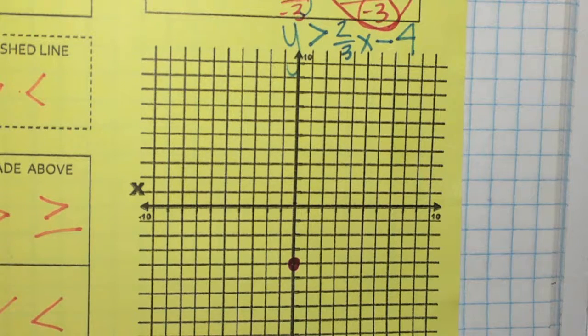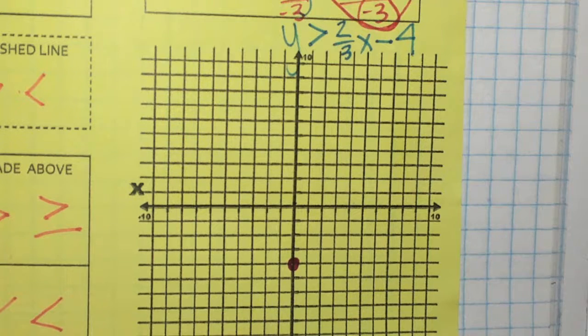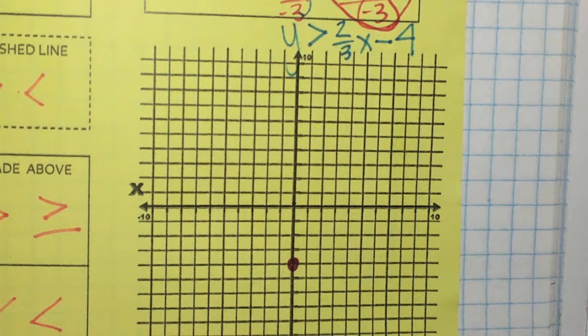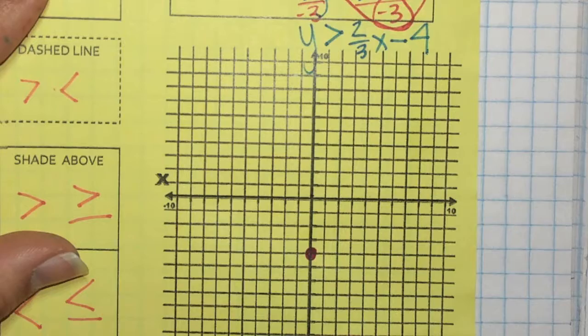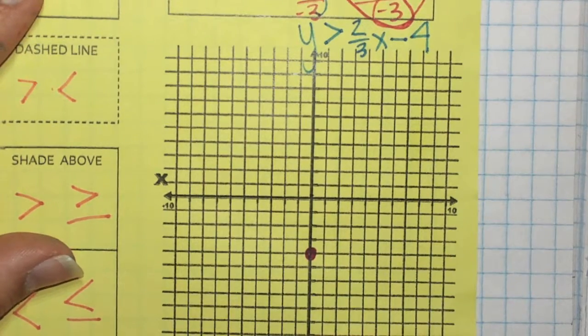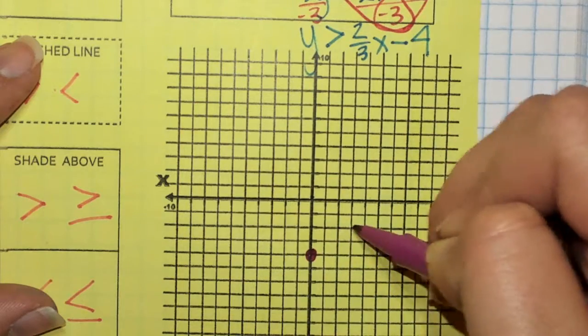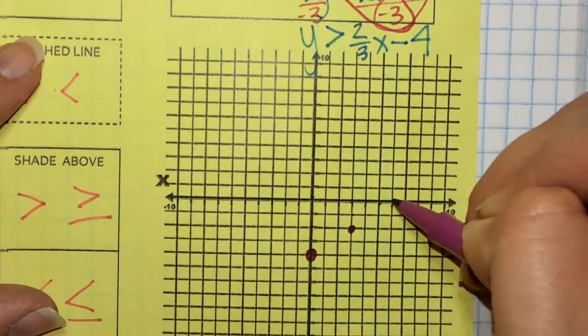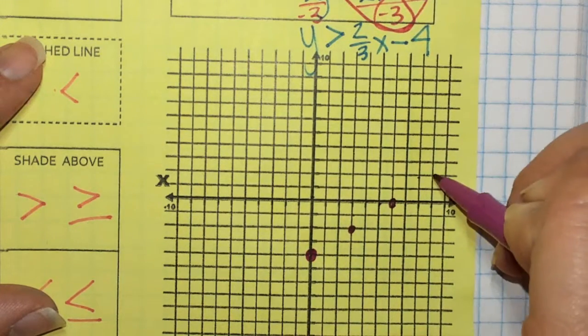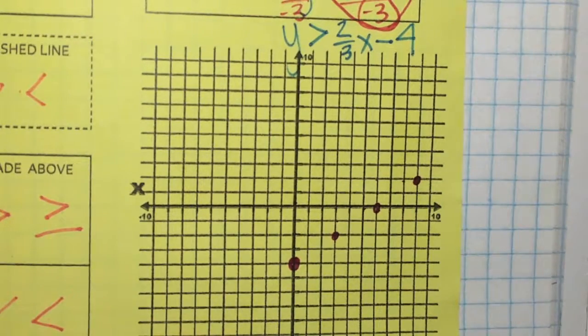B should look like the first example. C should look like the second example. Alright, so then what's our slope? Do we go up 2 or down 2? Up 2, right 3. Up 2, right 3. Up 2, right 3. Now notice that I did it more than 3 times.